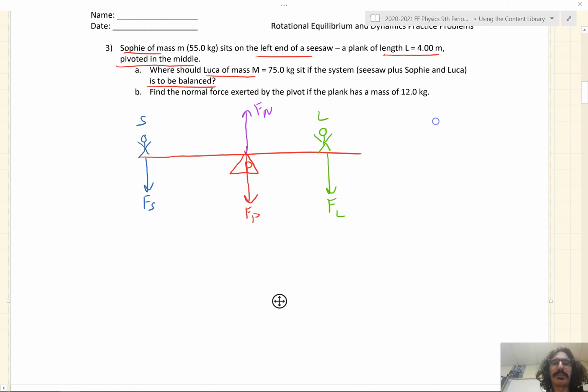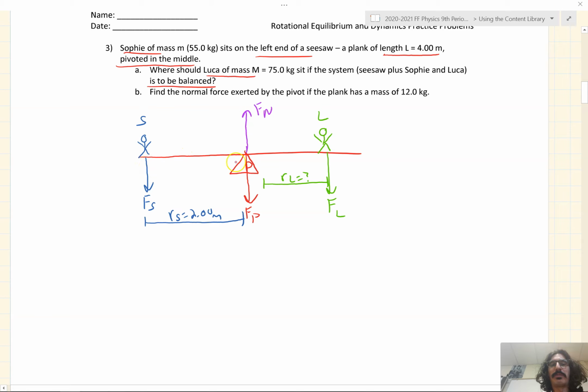And we're told that Sophie is already on the left side. So the distance between Sophie and the point of rotation is 2 meters. We can call that R sub s. The distance between Luca and the point of rotation is what we're trying to find. R sub L equals question mark. The distance between the pivot and the point of rotation is 0.